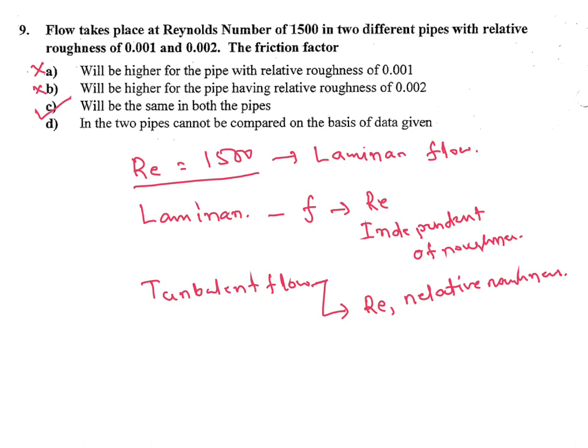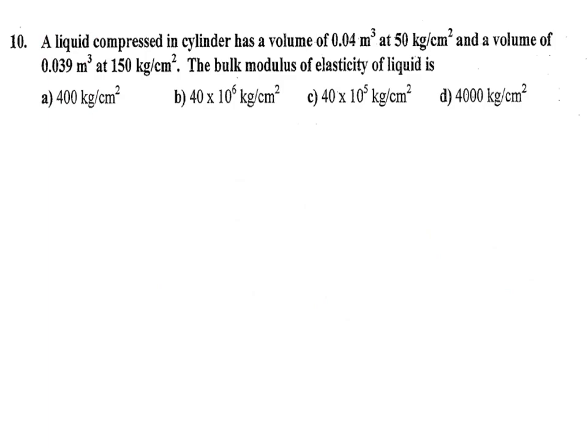A liquid compressed in a cylinder has a volume of 0.04 meter cube at 50 kg per centimeter square and a volume of 0.039 meter cube at 150 kg per centimeter square. The bulk modulus of elasticity of the liquid we have to calculate. So our formula is K equal to minus del P by (del V by V). Del P is first 150 minus 50 kg per centimeter square, so it's 100 kg per centimeter square.